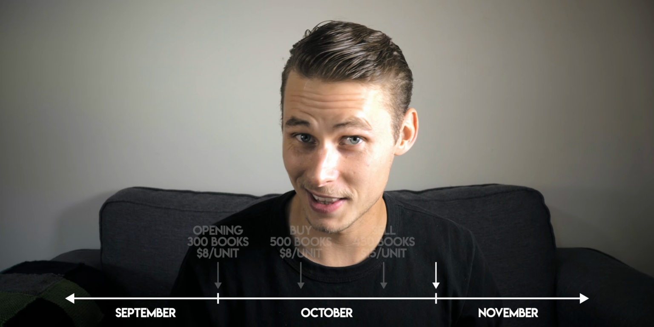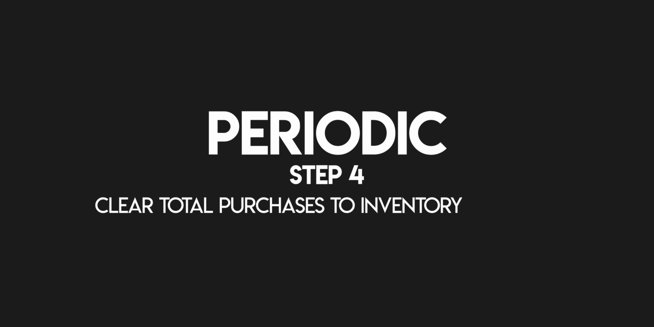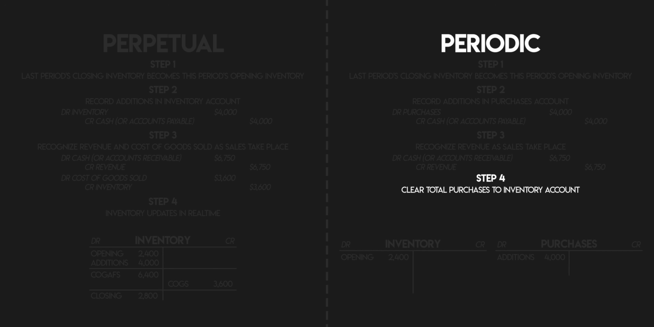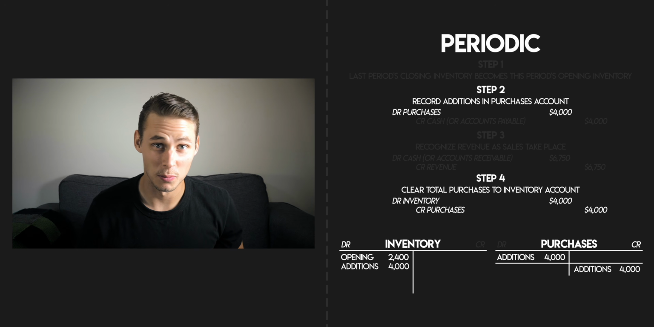To find your closing inventory and your cost of goods sold under the periodic system, we need to fast forward to the end of October. You still have 2 more steps to get through. In step 4, you need to clear total purchases to your inventory account. What does that mean? It means that you need to post a journal to clean all of your October inventory additions out of your purchases account and transfer them to your inventory account. So you credit purchases by $4,000 and you debit inventory by $4,000. This might seem a bit silly with only one addition in this example, but if you buy inventory in multiple batches throughout a period, then this way of doing things is a lot cleaner.